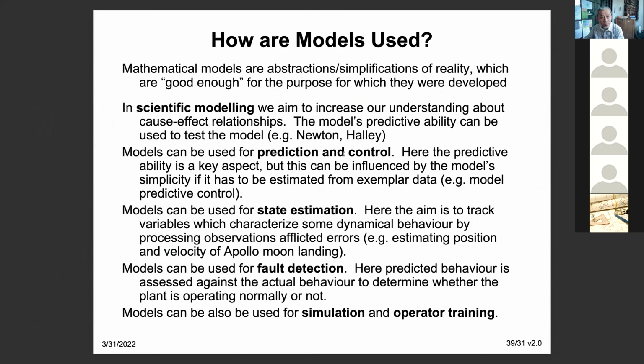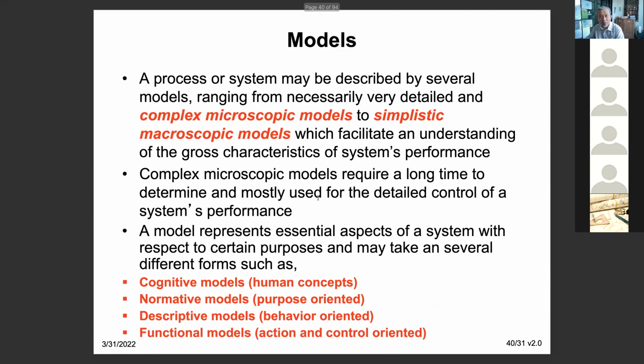So how is a model used? It applies in scientific modeling, in prediction and control, in state estimation, in fault detection, and in simulation or operator training. Usually we use it for prediction and control for these particular subjects.